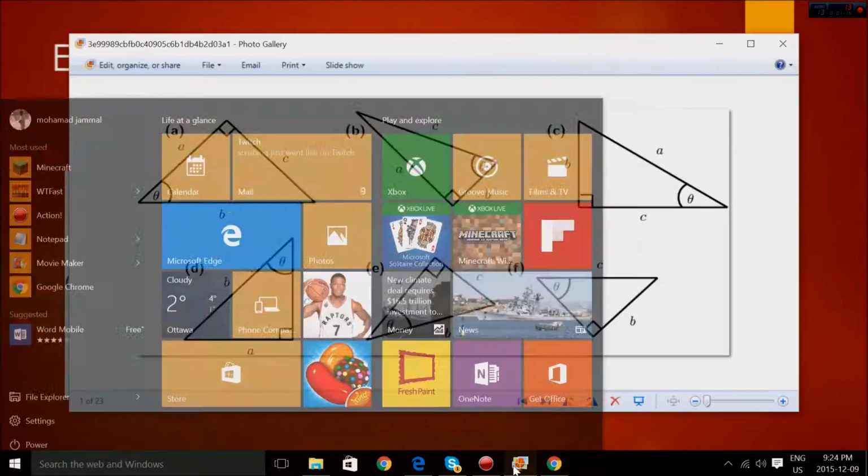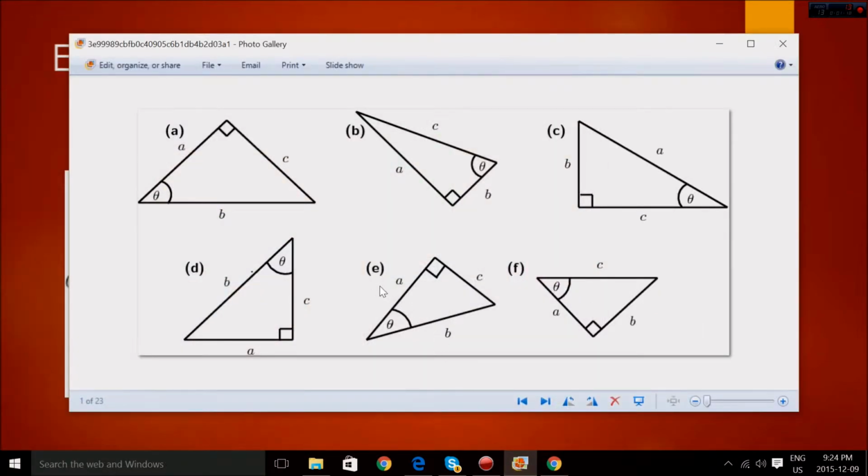I have a couple examples that we can do together. We know that this is the 90-degree angle, so B would be the hypotenuse. C would be the opposite. The reference angle is always the opposite. So this is the opposite, and then this is the adjacent.